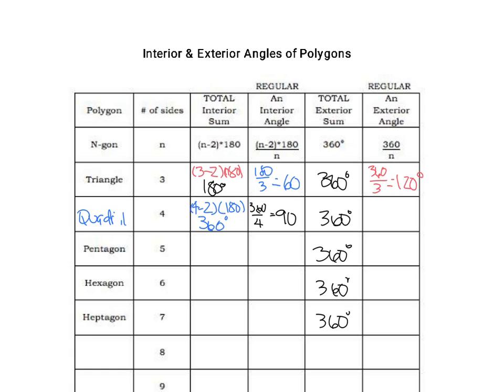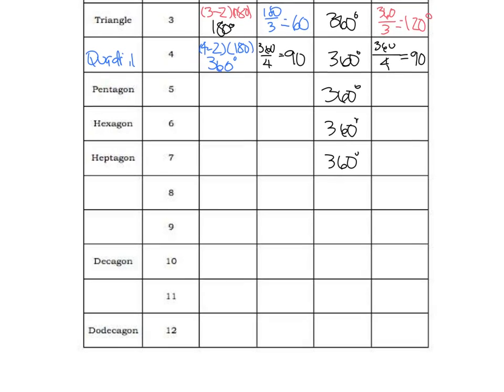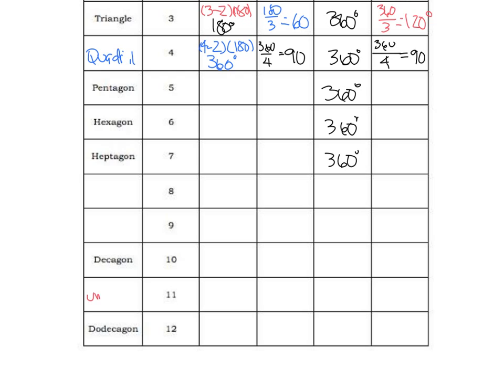All right, we already know the total exterior sum is always 360. So if we have a regular quadrilateral, and I want to know what's just one of the exterior angles, we would simply take 360 degrees and divide that by the number of sides, which is 4. So 360 divided by 4 is 90. So notice this one's a little special. The interior and the exterior of a regular quadrilateral would actually be the same. I want you guys to take the time now to complete the rest of these. I will give you this hint. This is an undecagon.